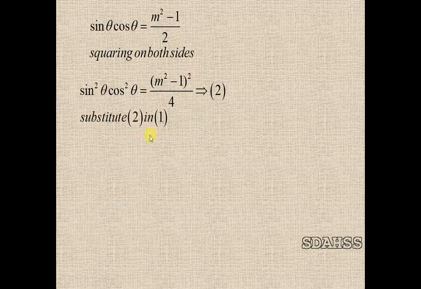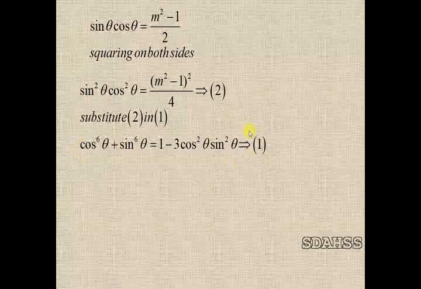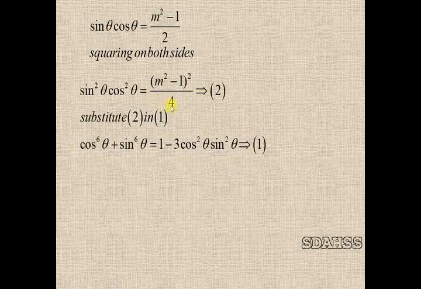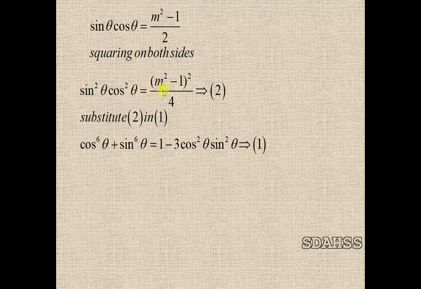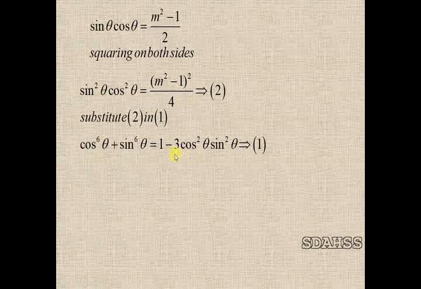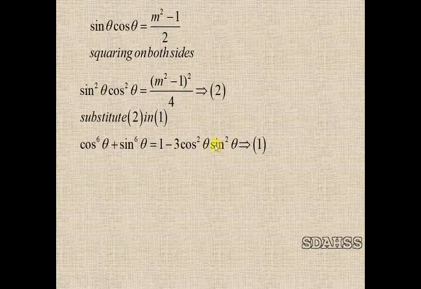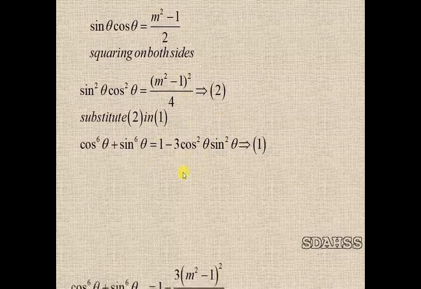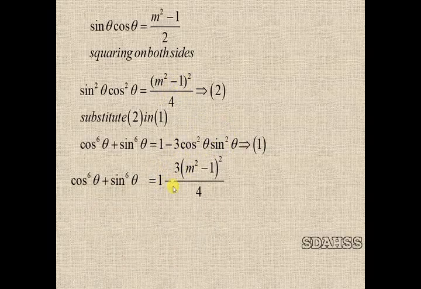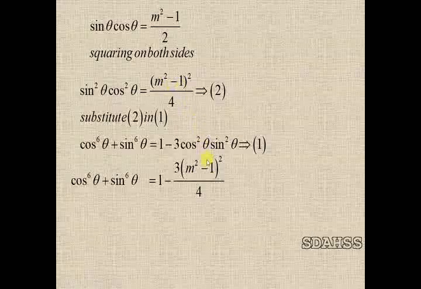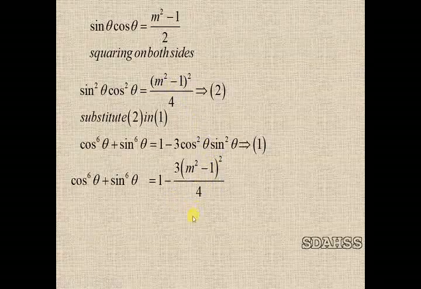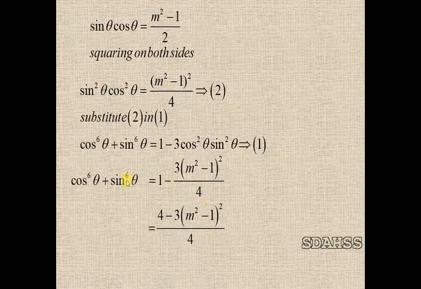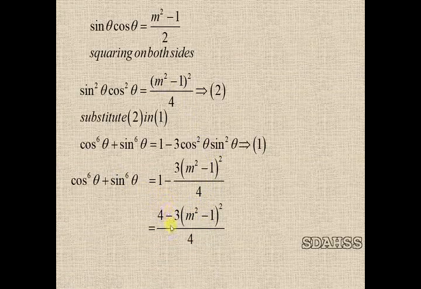Substitute 2 in 1. This is the first equation, but you have to substitute sin square theta cos square theta is equal to (m square minus 1) the whole square by 4. In the place of cos square theta sin square theta, you have to substitute (m square minus 1) whole square by 4. So this becomes 1 minus 3 into (m square minus 1) whole square divided by 4. Take down the LCM, 4 is the LCM. Cross multiply. So 4 minus 3 into (m square minus 1) the whole square.